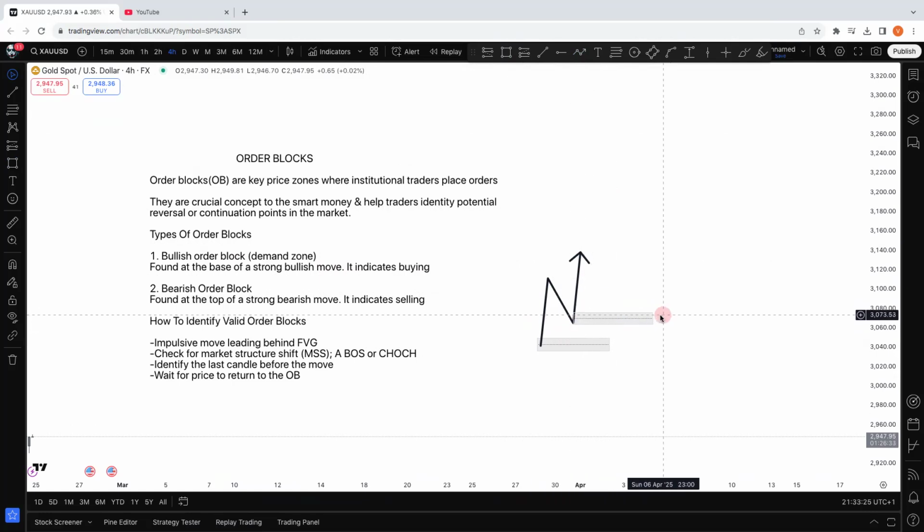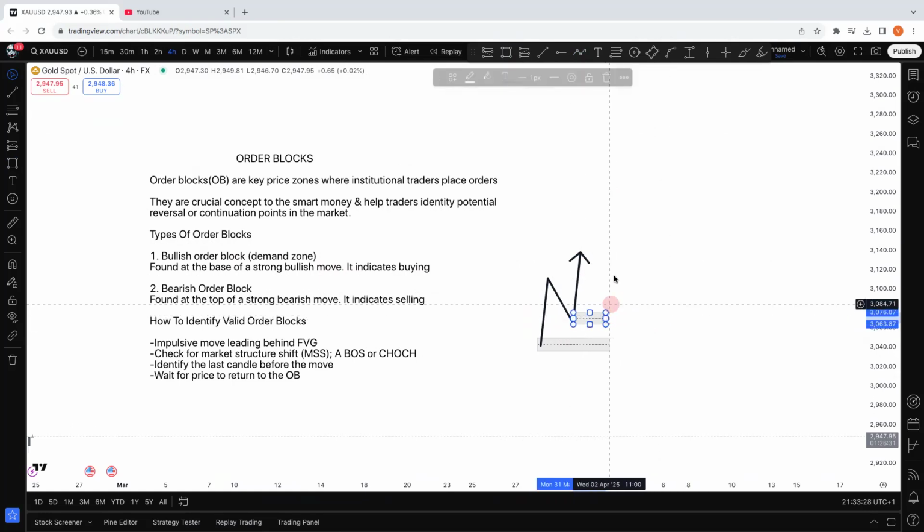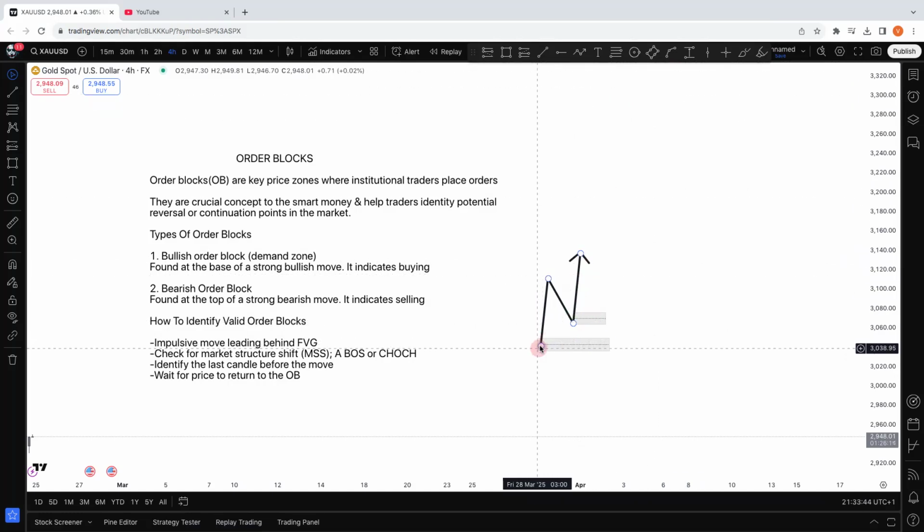So the bullish order block here is the last candle before this move to the upside. The last candle before this impulsive move to the upside is what we refer to as our order block. And also this zone here as well, the very last candle before this momentum push. You can also say it is the last sell candle before the buys.